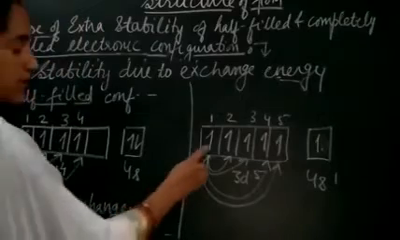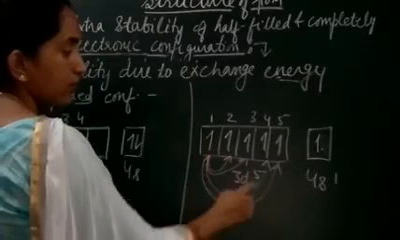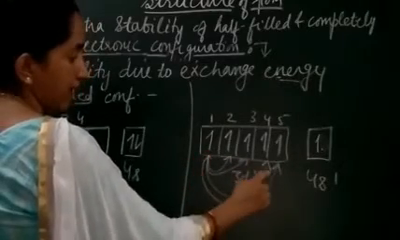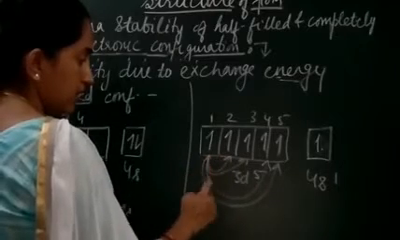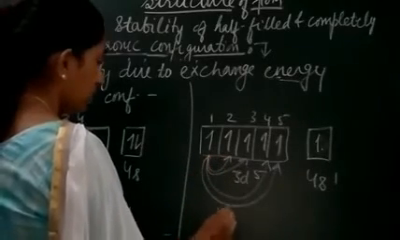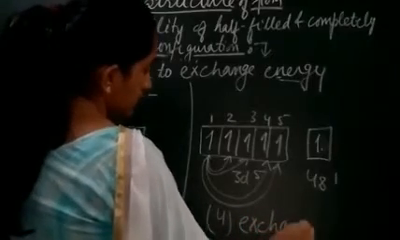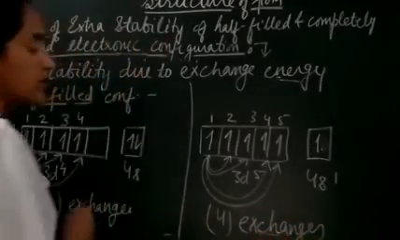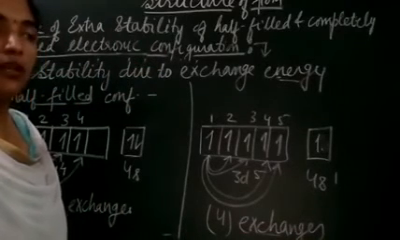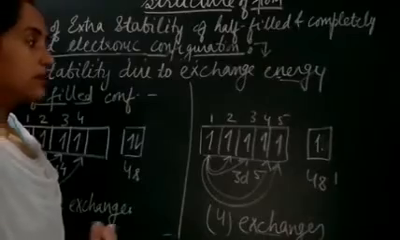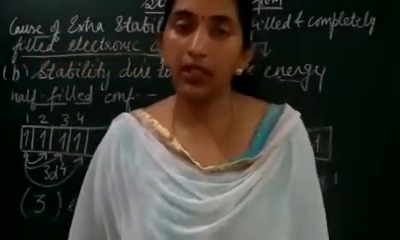Students, how many possibilities are there? 1 with 2, then 1 with 3, 1 with 4 and 1 with 5. So total how many? This is first, second, third and fourth. So here in total we can have 4 exchanges. Right students? So 4 exchanges means this will involve certain energy, right? And it will be liberated out. So the greater the energy liberated, the more is going to be the stability, right?